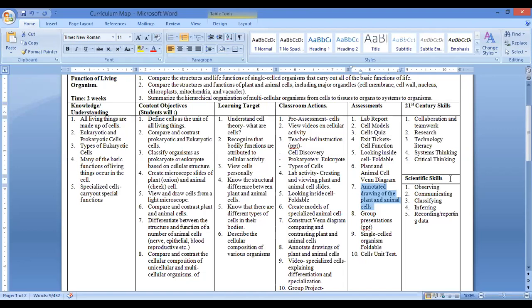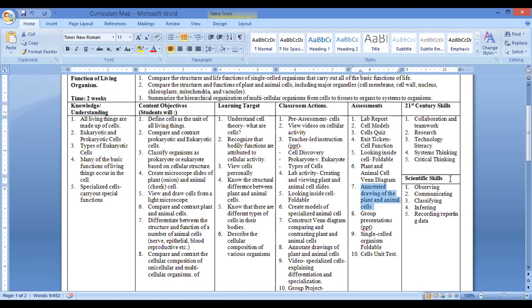And of course, in terms of 21st century skills, we talk about collaboration and teamwork, and we're going to see that in the group project, we're going to see that in the lab activities. The group project again will lend way for research and technology literacy, systems thinking, critical thinking, again going back to those foldables, going back to the lab activities.